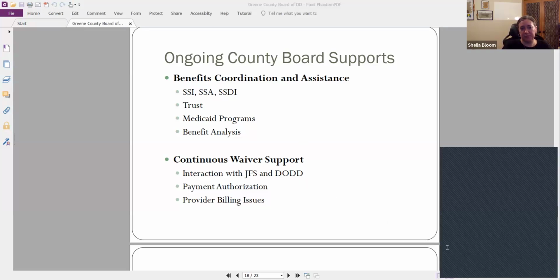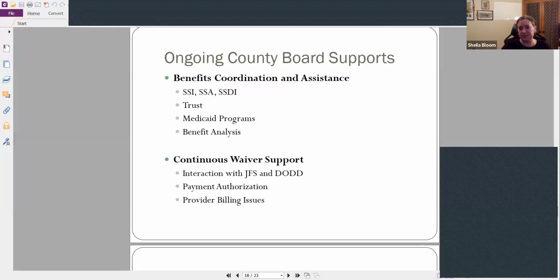Continuous waiver support. We are always interacting with Job and Family Services and DODD to make sure that our folks are maintaining their eligibility for waivers, that our providers are getting paid, and that our authorizations are accurate and up to date and reflect all of the rate changes and all the service definitions that have changed. We're continually working with the SSAs to make sure that what they're authorizing within their service plans is still within the service definitions of rule changes, and just again, more behind-the-scenes work and coordination at the board office to make sure that services can run as smoothly as possible for individuals and families.